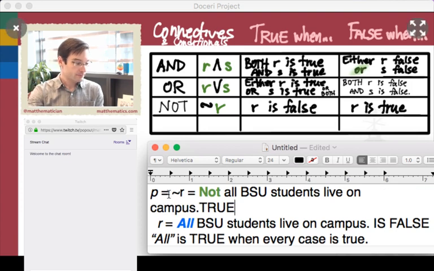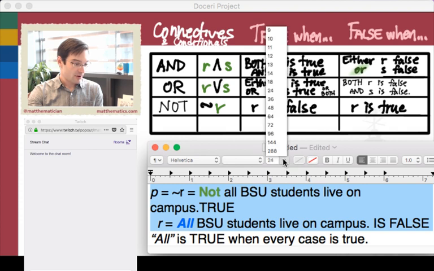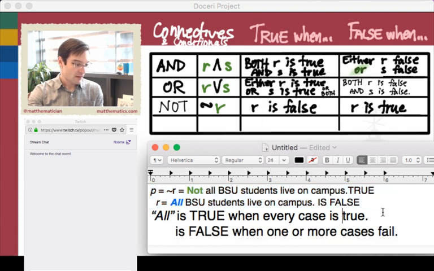Yeah, there we go. Let me shrink the font a little bit here because I want to keep it all on one screen if I can. There we go.